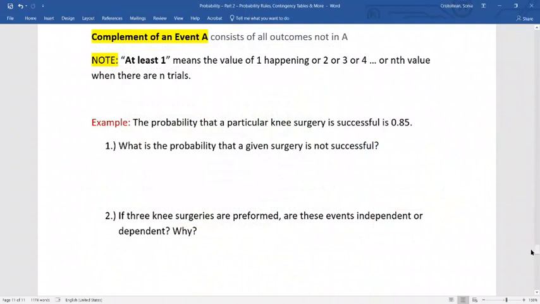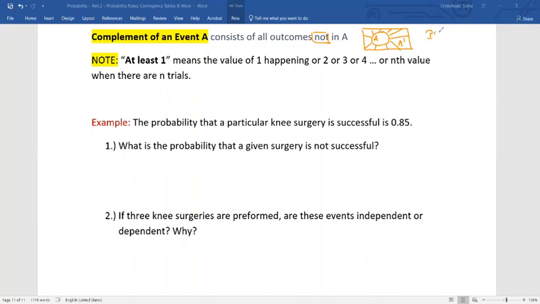The next type of problem is related to the complement of an event A. And we learned on the previous video that the complement of an event A consists of all outcomes not in A. The best way to visualize this, and we did show that, is using a Venn diagram. And in this Venn diagram, if you look at A as this circle, all the events in A are in this circle. The complement of the event is what's not in this circle, but it is in the sample space. And this is the visualization of the complement of event A, which is A prime.